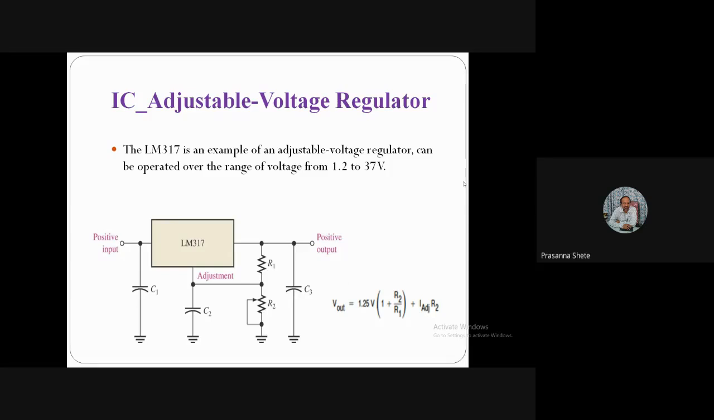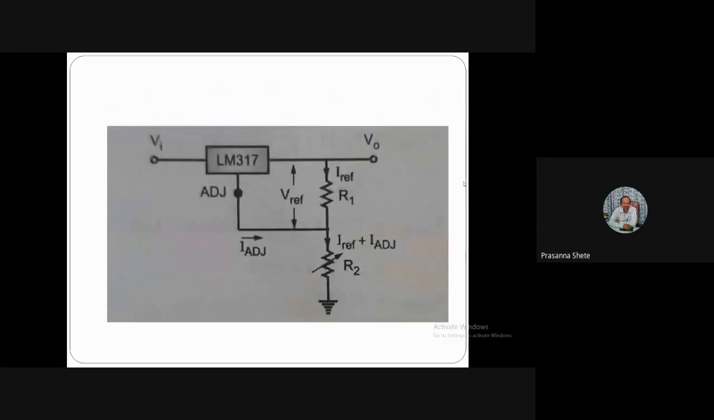These things are very important when we discuss the transistorized circuit in more detail, to understand how this LM317 works, because inside this particular IC we again have a discrete transistorized error amplifier series voltage regulator circuit. Now if we see the diagram using R1 and R2, the same diagram is on the screen. We have V reference across R1. So I reference into R1 is V reference, and I reference plus I adjustable current through R2 will give us the voltage across R2.